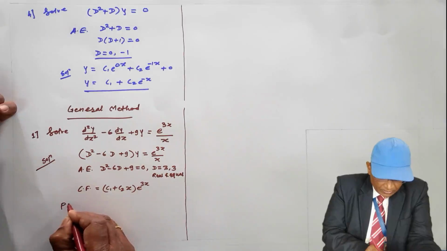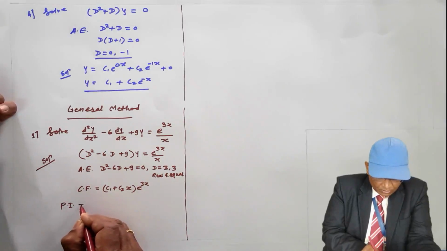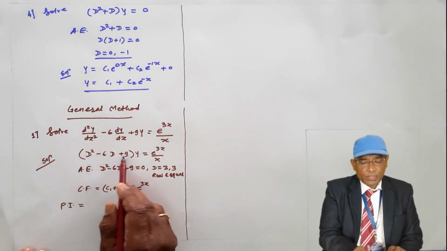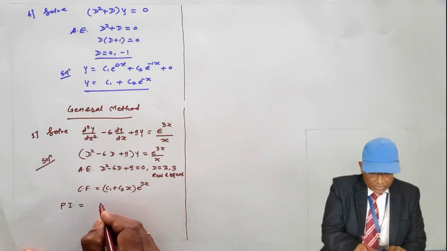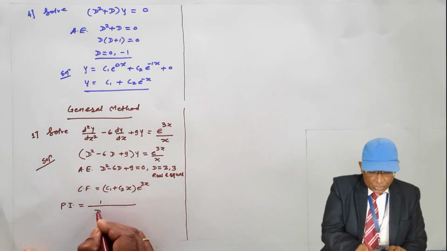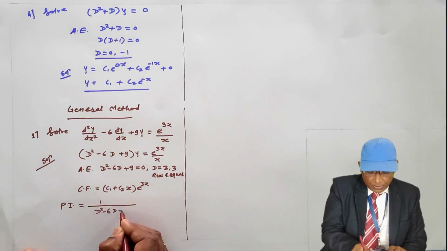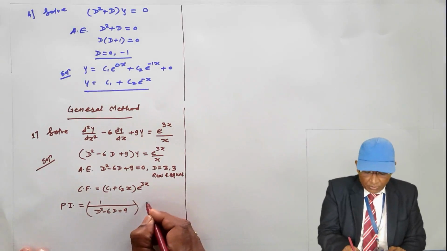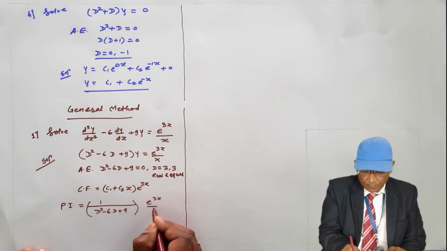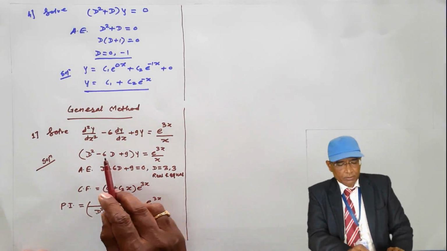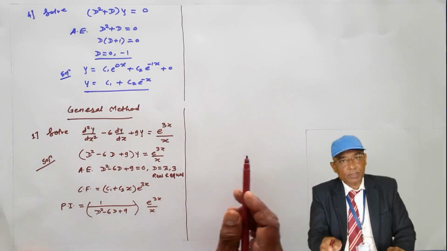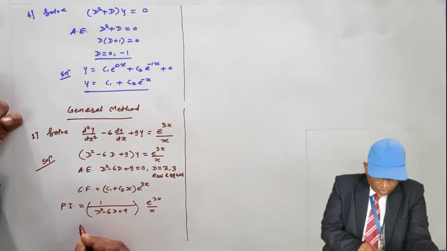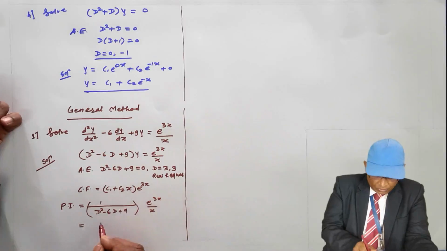Now the particular integral. How to find the particular integral? The coefficient of y, I am shifting on the right hand side: 1 by D square minus 6D plus 9, and this operator I am operating on e to the power 3x by x. So this is the particular integral. Now we are going to operate this operator on this.